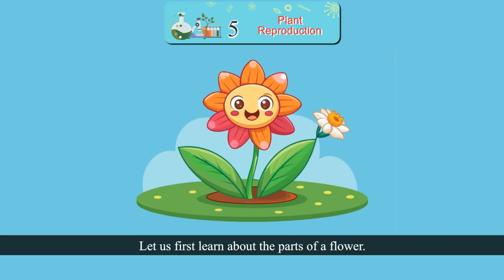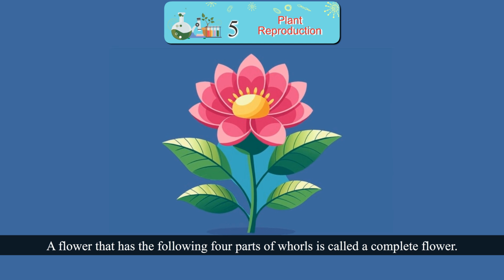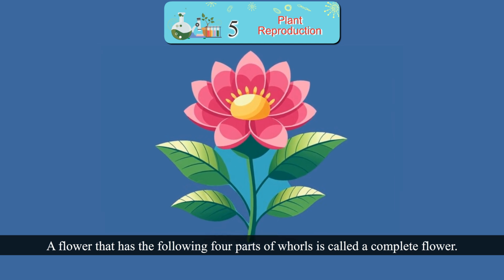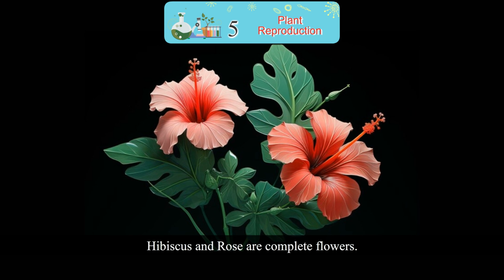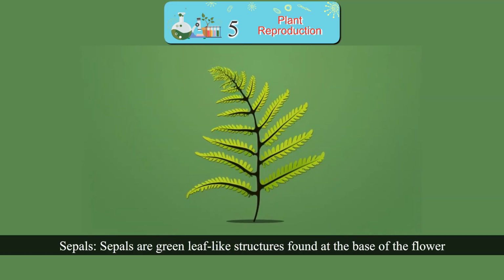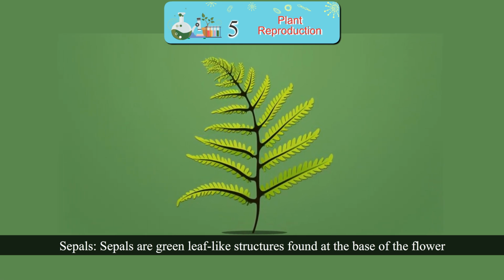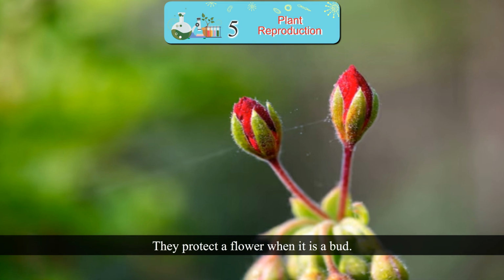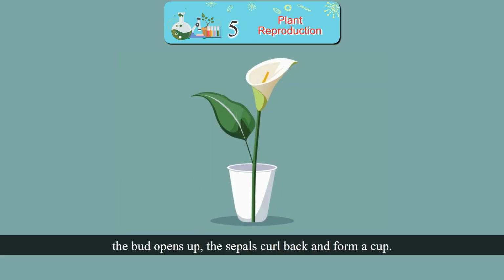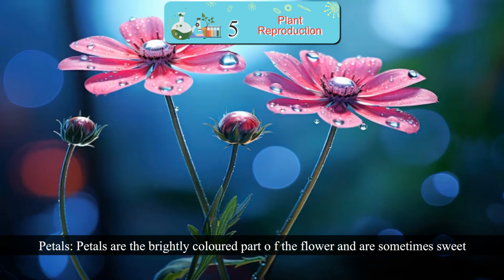Let us first learn about the parts of a flower. A flower that has the following four parts of whorls is called a complete flower. Hibiscus and rose are complete flowers. Sepals. Sepals are green leaf-like structures found at the base of the flower. They protect a flower when it is a bud. As the bud opens up, the sepals curl back and form a cup.